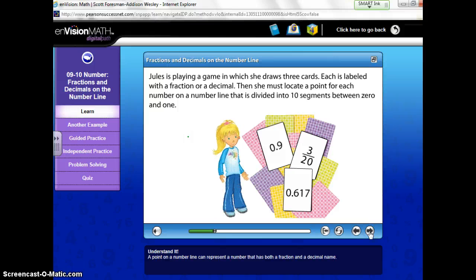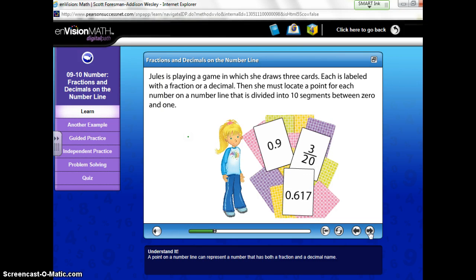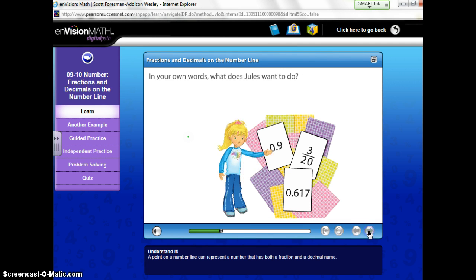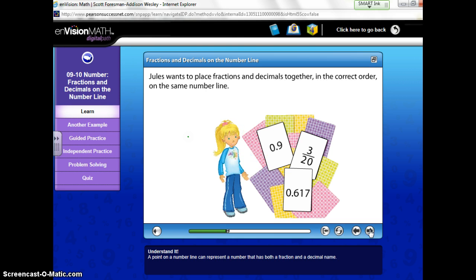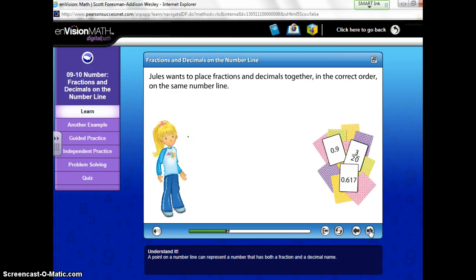So if this girl draws 3 cards, and there they are, each one either has a fraction or a decimal on it. What she has to do is plot these 3 cards on a number line. And the number line has 10 segments on it, 10 equal spots. We have to figure out where each of those cards go in the right order, from least to greatest. So, what do you notice first about these 3 cards?